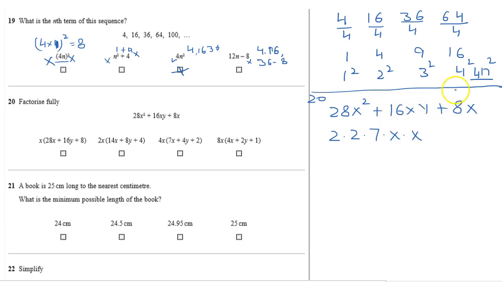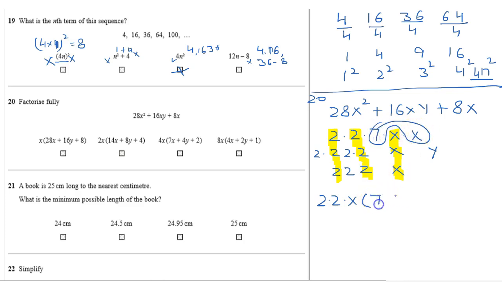Now 16 can be written as 2 times 2 is 4 times 2 is 8 times 2 is 16, x and y. Now 8x can be written as 2 times 2 is 4 times 2 is 8 times x. Now we can see x is common, 2 is common, then another 2 is common. So what is common here? 2, 2 and x. Now the remaining is what here? 7x. In the next line, 2, 2 and y.